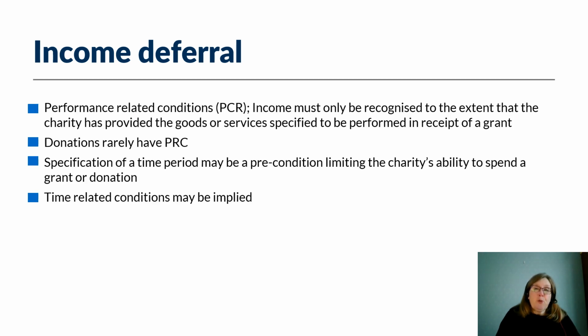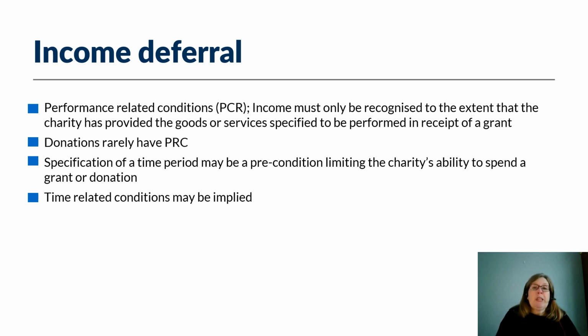The SORP also covers the opposite situation, where you've received the cash but shouldn't record it as income yet, but rather show it as deferred income on the balance sheet. The rules about when a charity can defer income are quite strict. There has to be what's known as a performance-related condition on the income. This means that you have to do something in order to be entitled to the income. If you haven't performed that thing, then you shouldn't recognise the income.